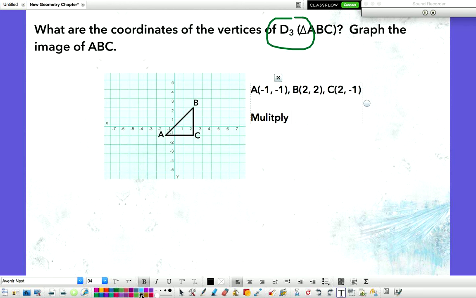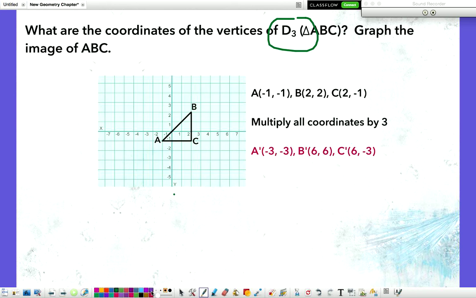So we're going to multiply all coordinates by 3. So A prime would be -3, -3. B, if I multiply both by 3, we've got 6, 6. And then C prime, I forgot my prime here, C prime times 3 would be 6, -3. Okay, let's check that graph out.